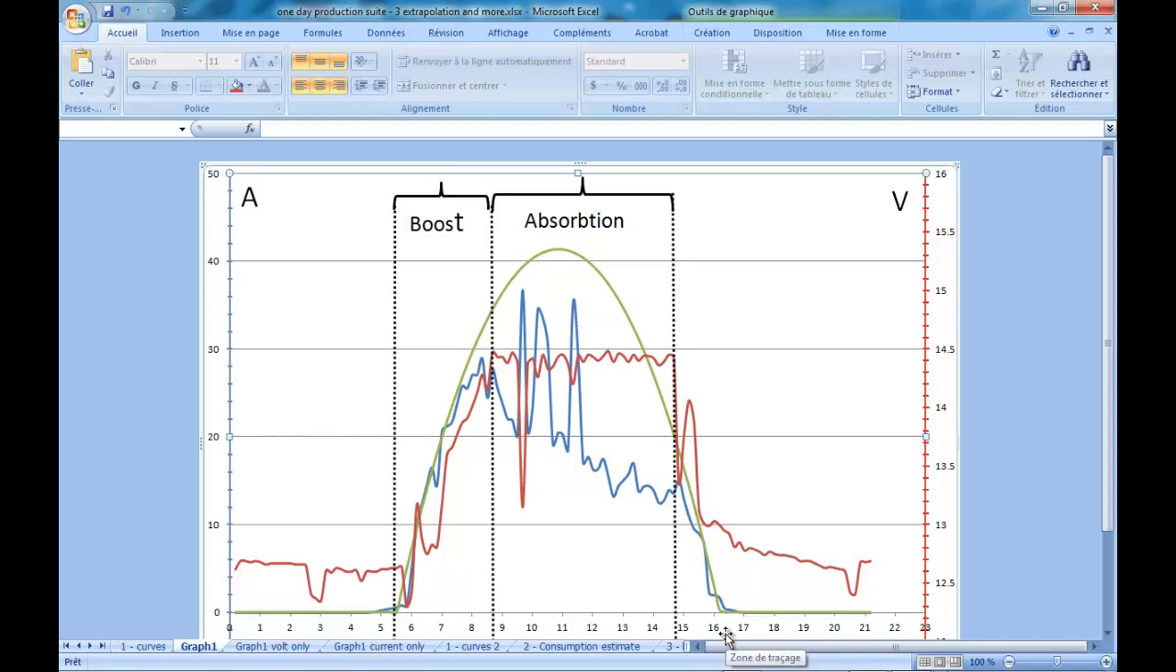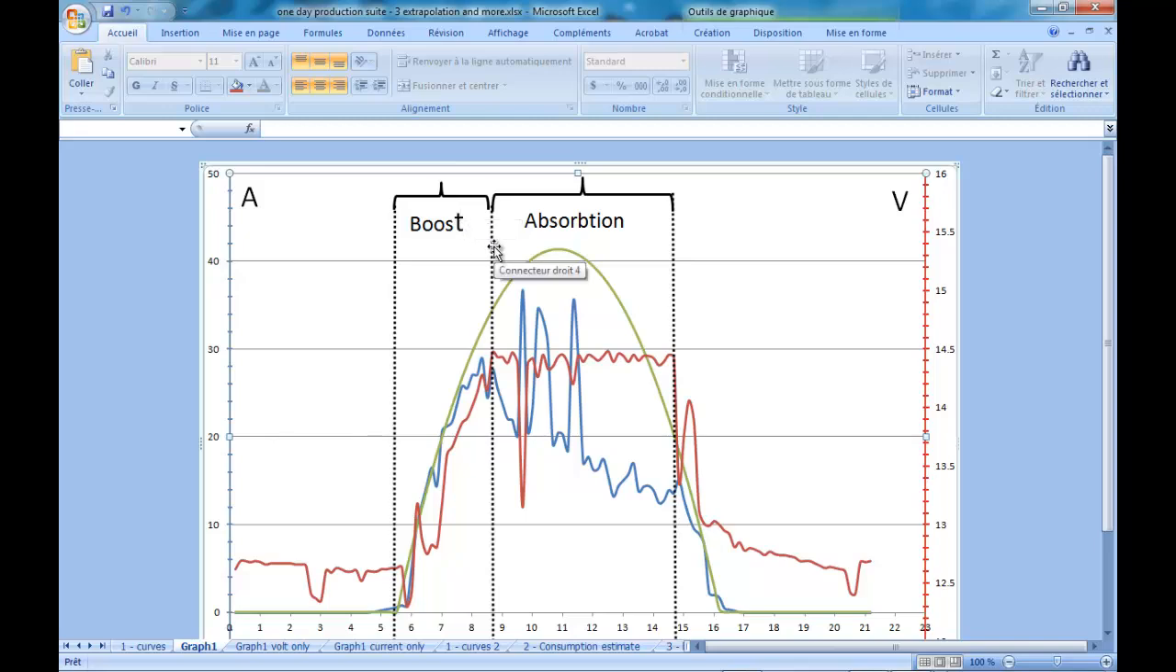Now here you can see the nighttime, and what happened early morning. Early morning the batteries are empty, more or less, and they've been working all night, and the voltage is pretty low. Now from around 6 a.m. till around 9 a.m., we got the boost phase.